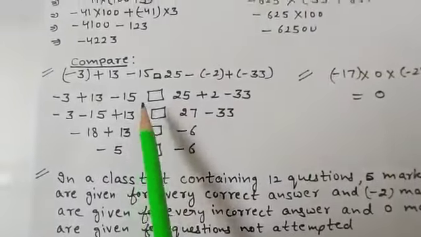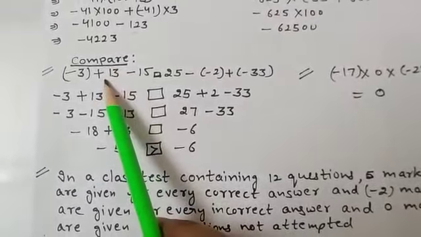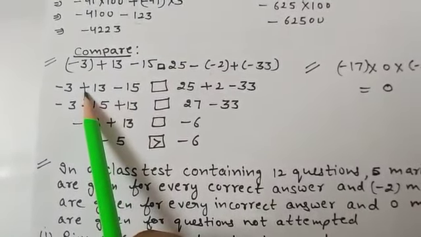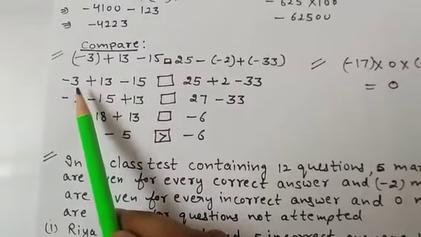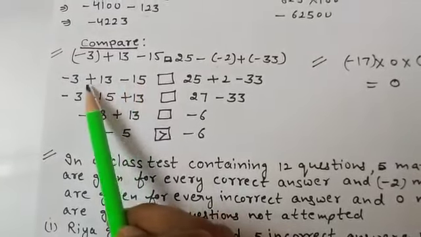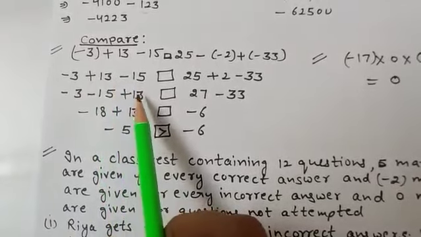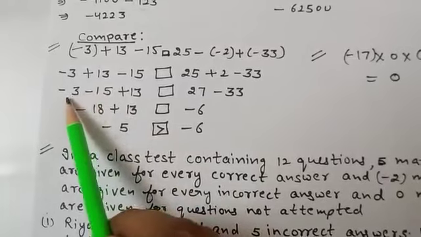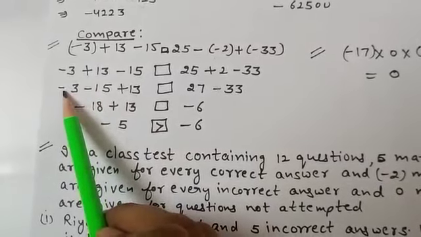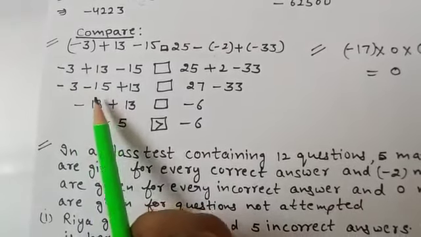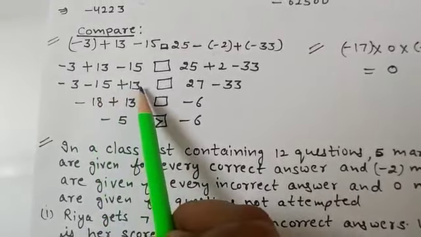Next, a simple part of integers: compare left hand side and right hand side. We solve the left hand side firstly. Left hand side: minus 3 plus 13 minus 15. Two digits are negative and one digit is positive. So first of all we add the same sign digits, minus 3 minus 15, that means minus 18, and plus 13.